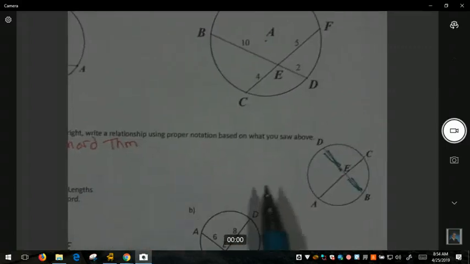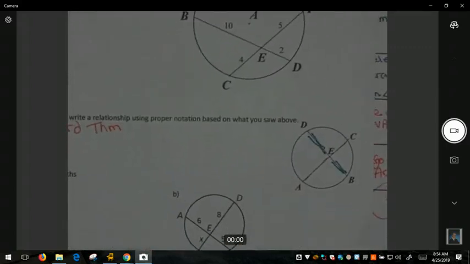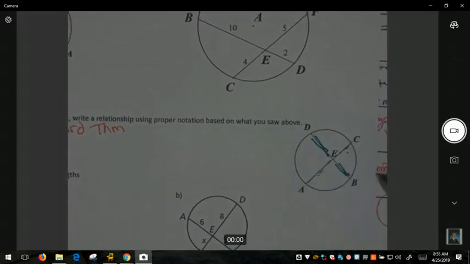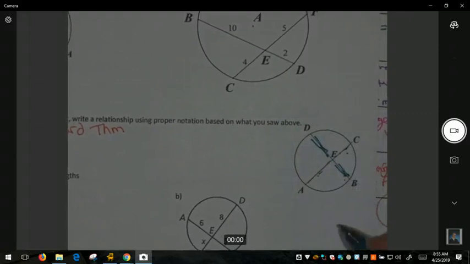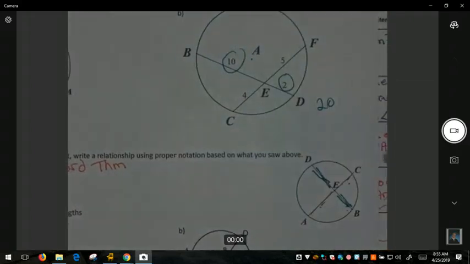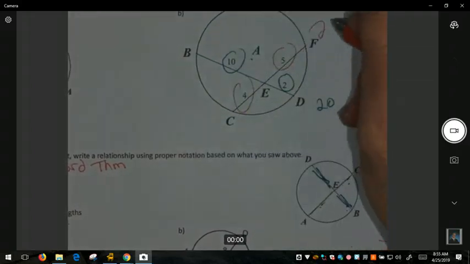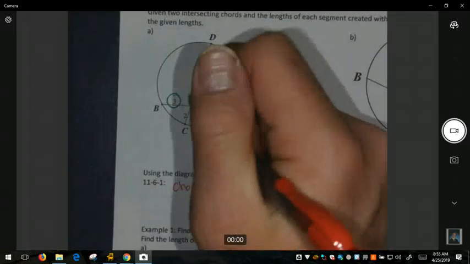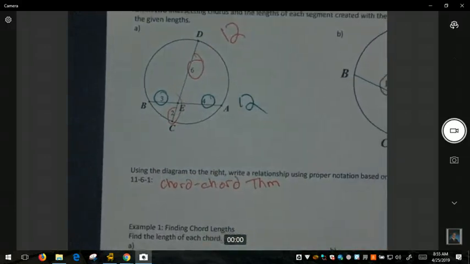However, chord-chord theorem tells us that there is a relationship between them, even if they aren't the same length, even if they don't bisect each other. And that relationship is that the product of these two pieces is equal to the product of these two pieces. Let's summarize that after we look above. 10 times 2 is 20. 4 times 5 is 20. 3 times 4 is 12. And 6 times 2 is 12.